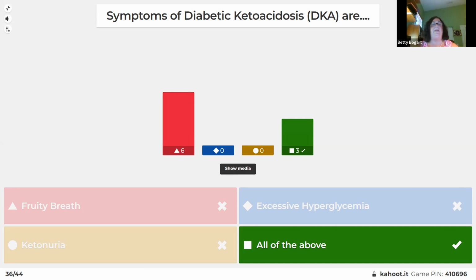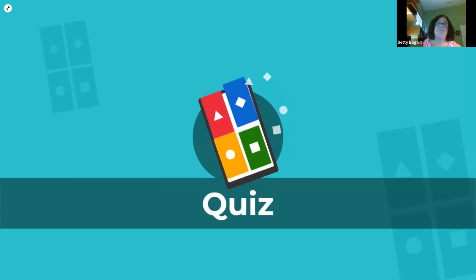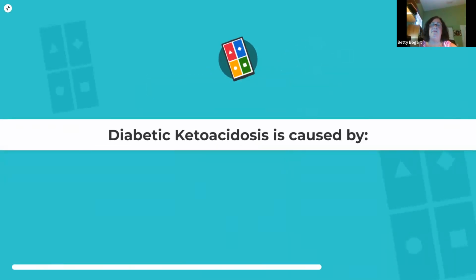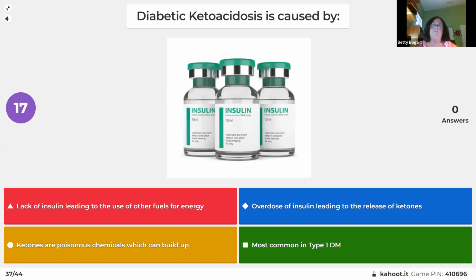Now, DKA means there's not enough insulin. It's not taking care of the sugar. So you have hyperglycemia. In diabetes, you don't usually have ketonuria. You just have hyperglycemia. But with DKA, well, the K is ketones, right? And you have ketones in the urine, okay? DKA is caused by what? Well, look at the symptoms. What do you have? You have hyperglycemia and ketonuria. Those are the two big symptoms you see.